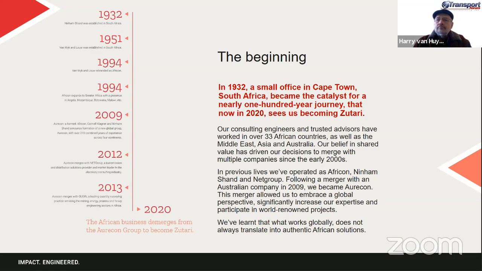We've got quite a rich heritage. We've been part of the South African and African scene for the past 90 years. We started life in 1932 with Ninham Shand in Cape Town. And over the past 90 years, we've operated under different entities: Oricon, Ninham Shand, Net Group. And of course, we merged with the Australian company, Connell Wagner, in 2009, and we became Oricon.